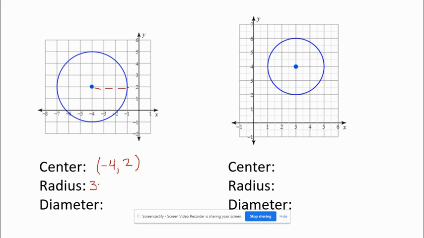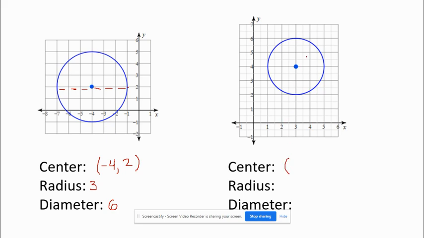Now you can count the diameter, or you can realize the diameter is 2 radii. And I did a bad job with vocabulary in the last video. Radii is the plural of radius. Radius is singular, it's one of them. So radius is 1, a diameter is 2 radii. So 2 times 3 would give me a diameter of 6. If you want to visually see it, we can extend out that line and show that there are actually 6 units across the circle.